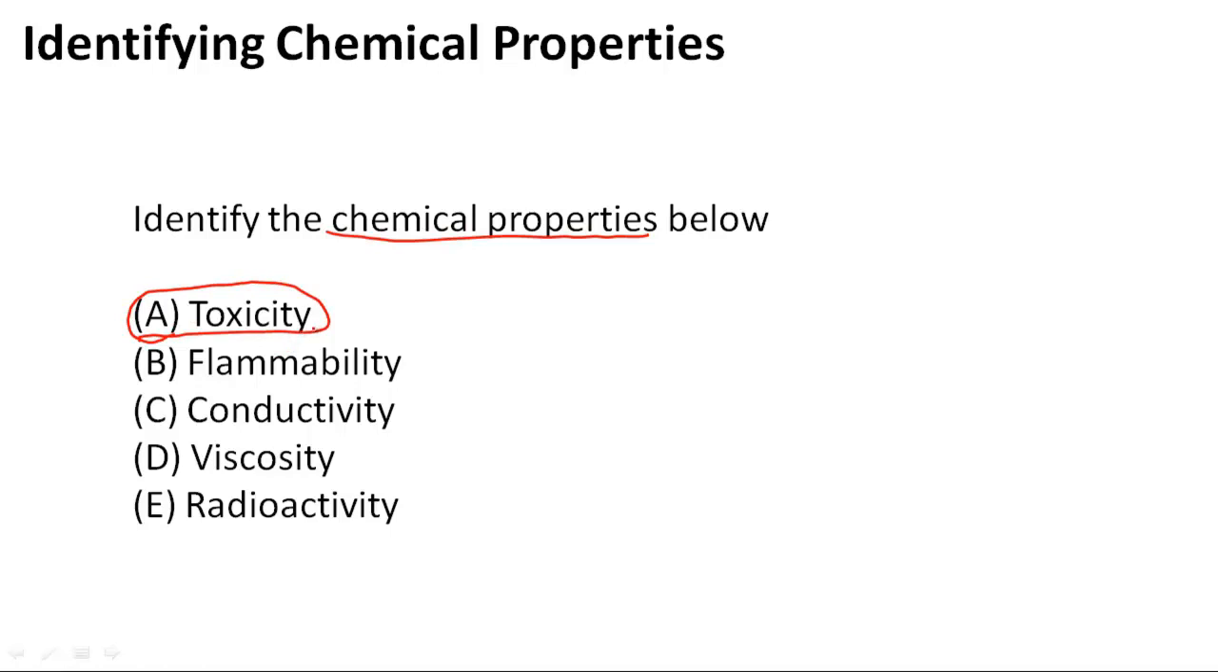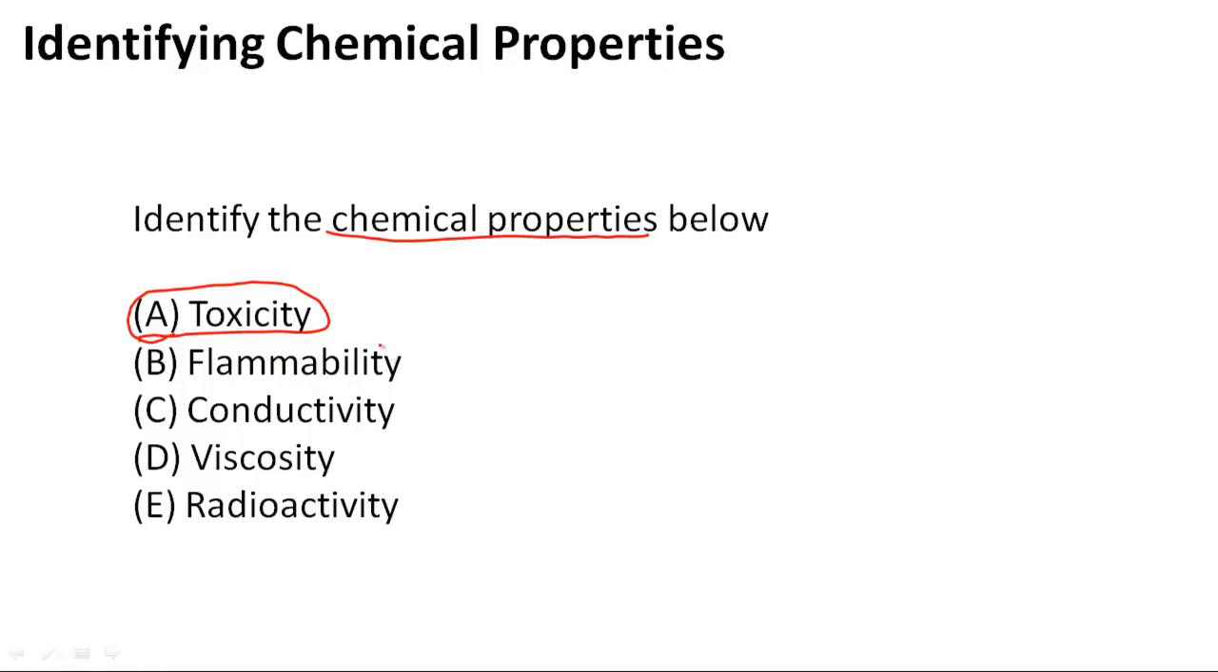So something in your body is run with chemical reactions, and if something is toxic to those chemical reactions, or a drug is toxic to those chemical reactions, it's because it changed or messed with the chemical reaction. So that must mean it is a chemical property.